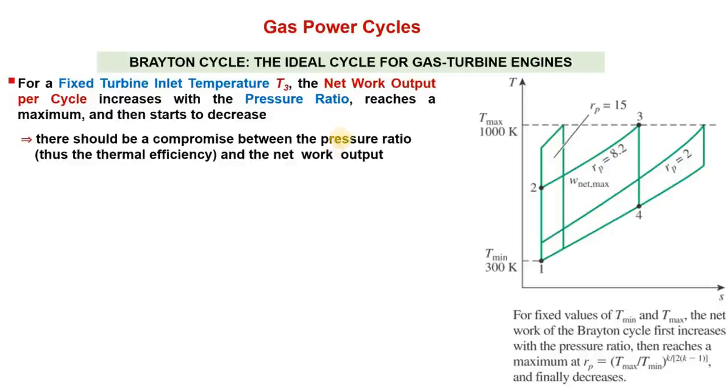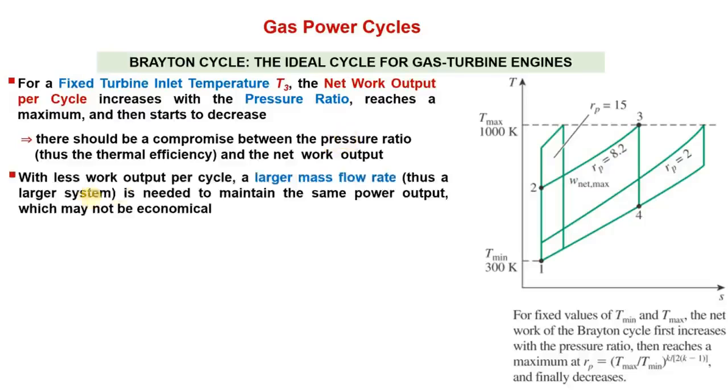With the increase in pressure ratio, efficiency is increasing, but at a certain pressure ratio it becomes maximum and then it starts to drop. So with less work output per cycle, for example you get a very small work output from this cycle, and we also know that when we represent a cycle on a TS diagram or any diagram, we are actually representing 1 kilogram of mass.